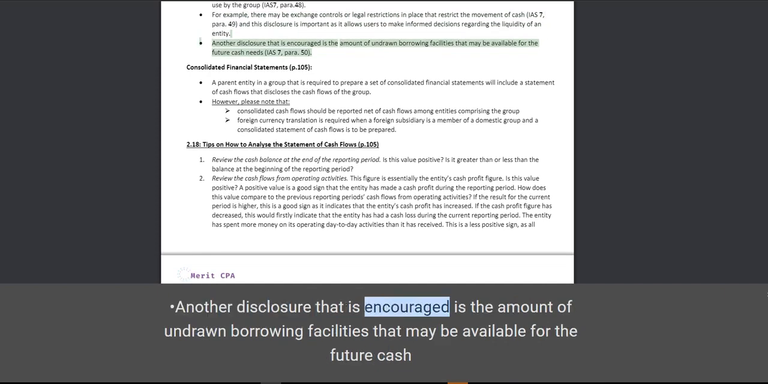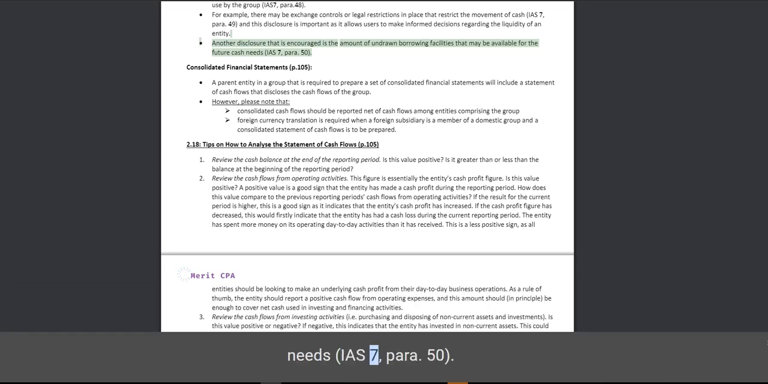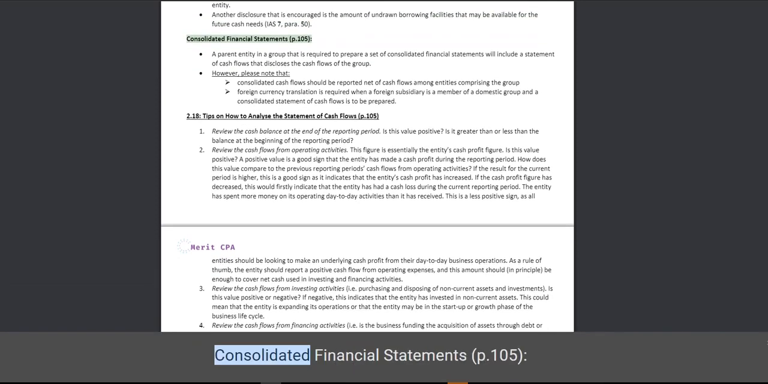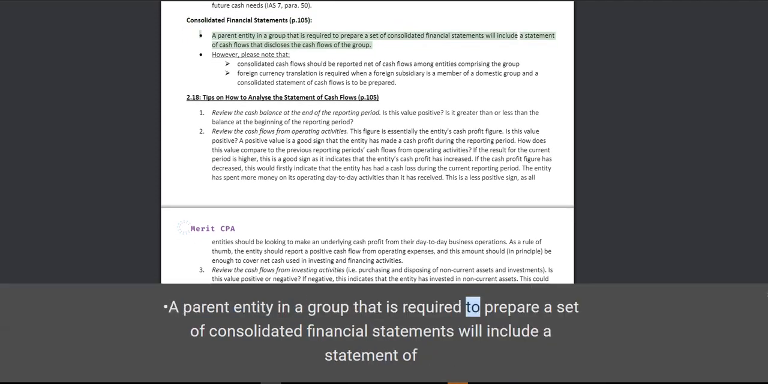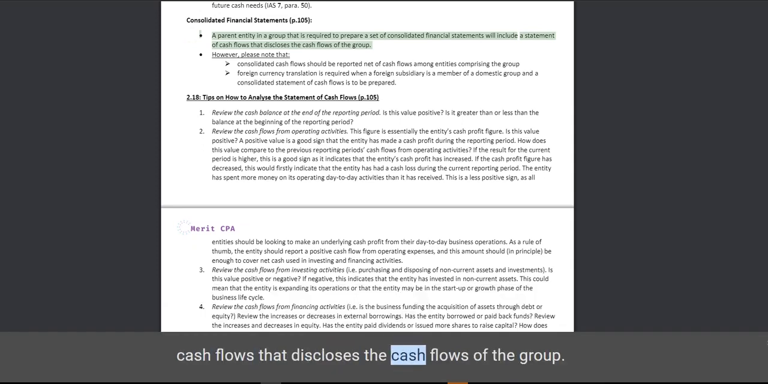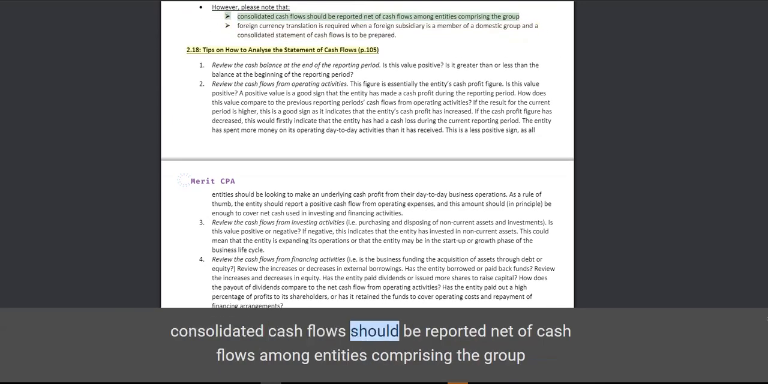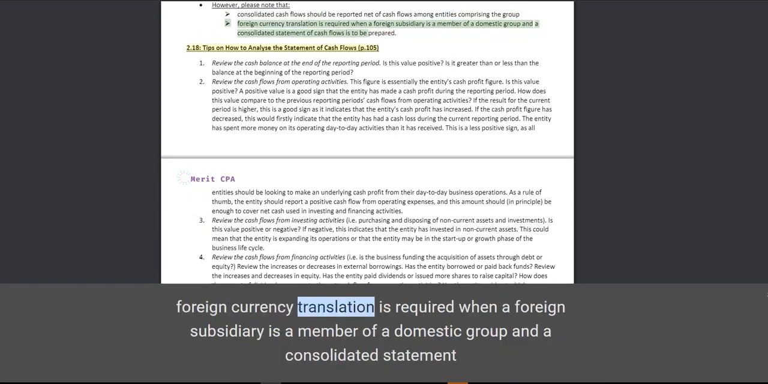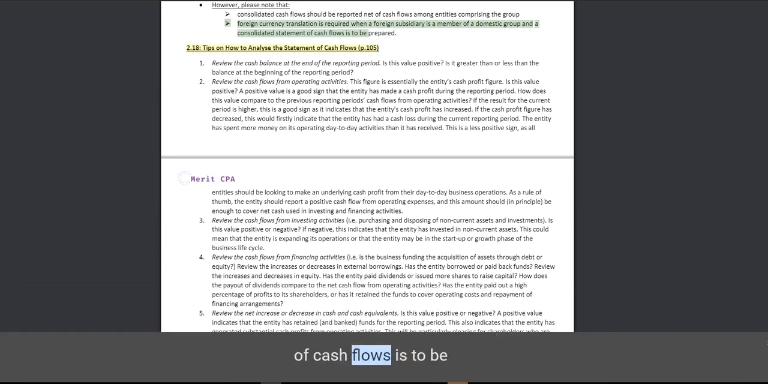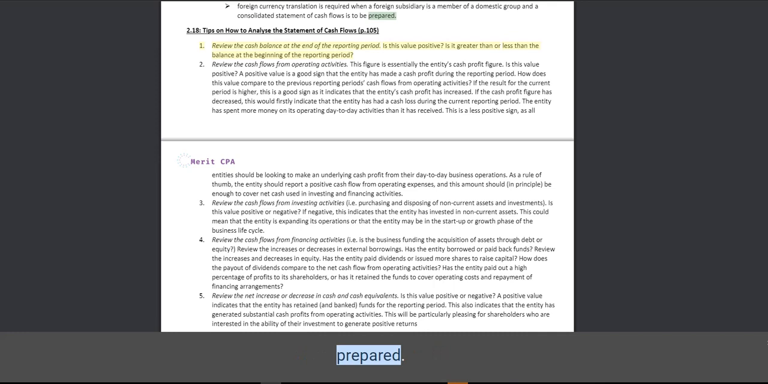Another disclosure that is encouraged is the amount of undrawn borrowing facilities that may be available for the future cash needs. IAS 7, para. 50. Consolidated financial statements, P.105. A parent entity in a group that is required to prepare a set of consolidated financial statements will include a statement of cash flows that discloses the cash flows of the group. However, please note that consolidated cash flows should be reported net of cash flows among entities comprising the group. Foreign currency translation is required when a foreign subsidiary is a member of a domestic group, and a consolidated statement of cash flows is to be prepared.